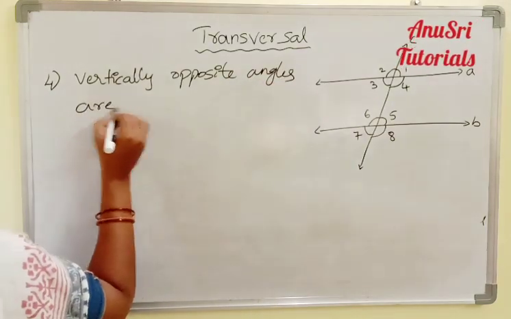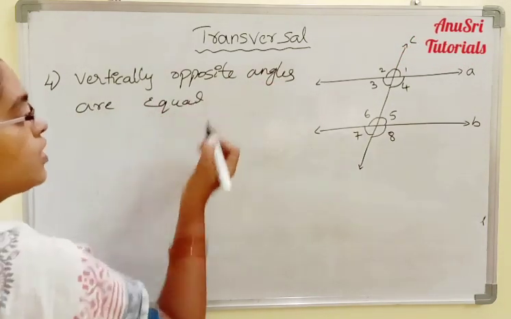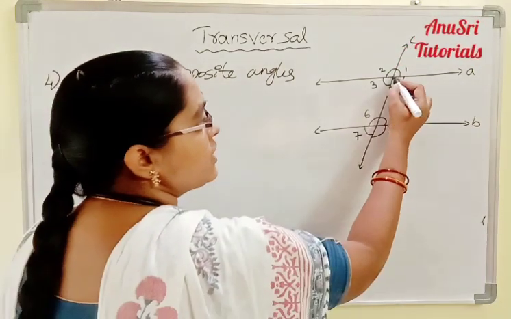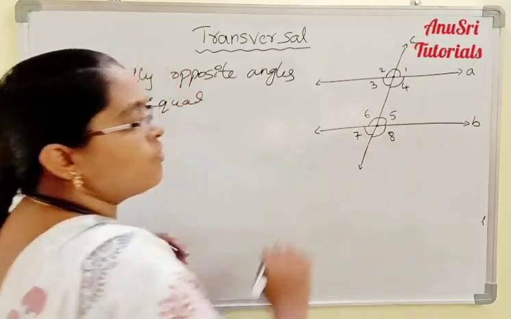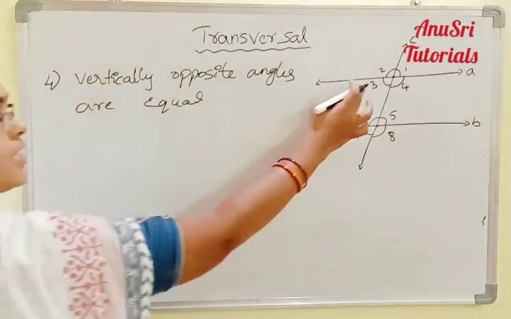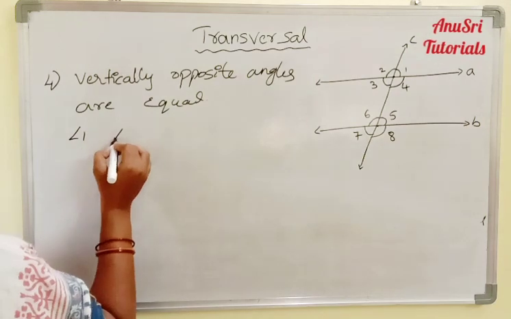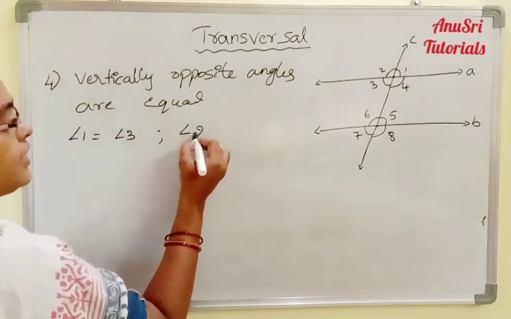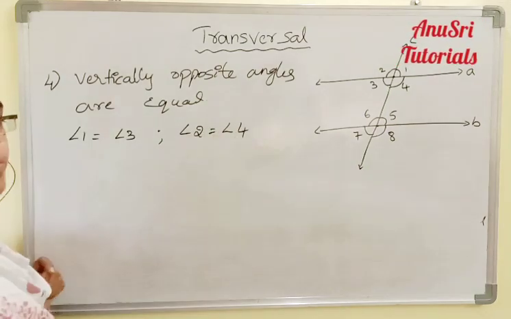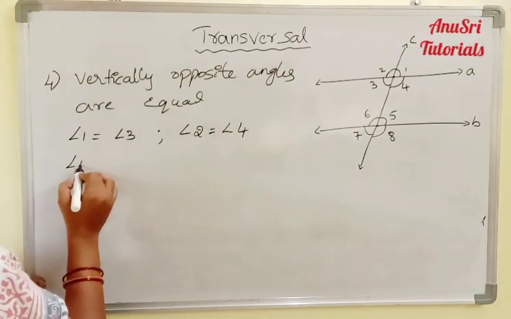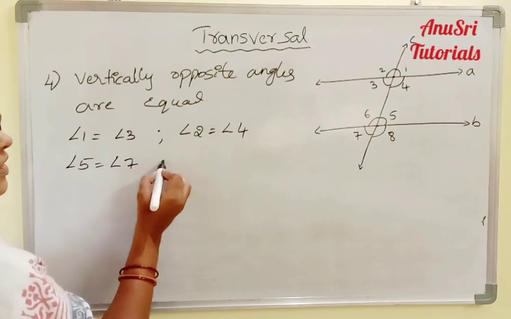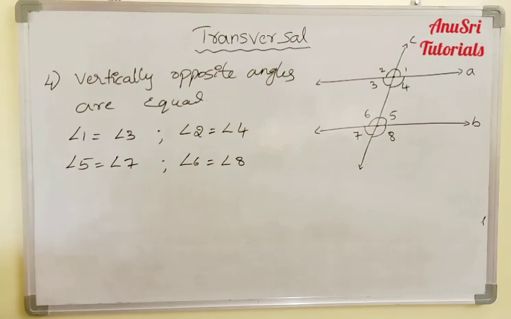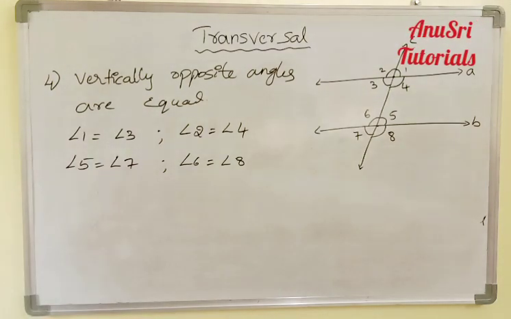Vertically opposite angles are equal. So what are vertically opposite angles? The angles which are opposite to each other at a point of intersection are called vertically opposite angles. See, in the first line, angle 1 and angle 3 are vertically opposite. So these two are equal, and angle 2 and angle 4 are vertically opposite. On the second line, angle 5 and angle 7 are vertically opposite. Angle 6 and angle 8 are vertically opposite. So vertically opposite angles are equal.